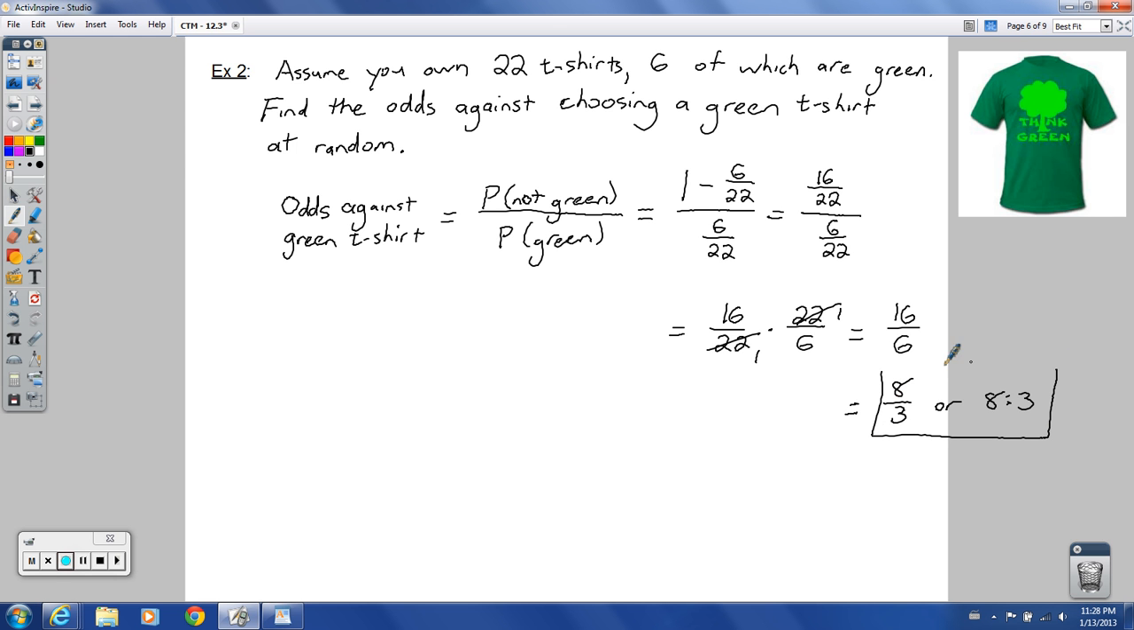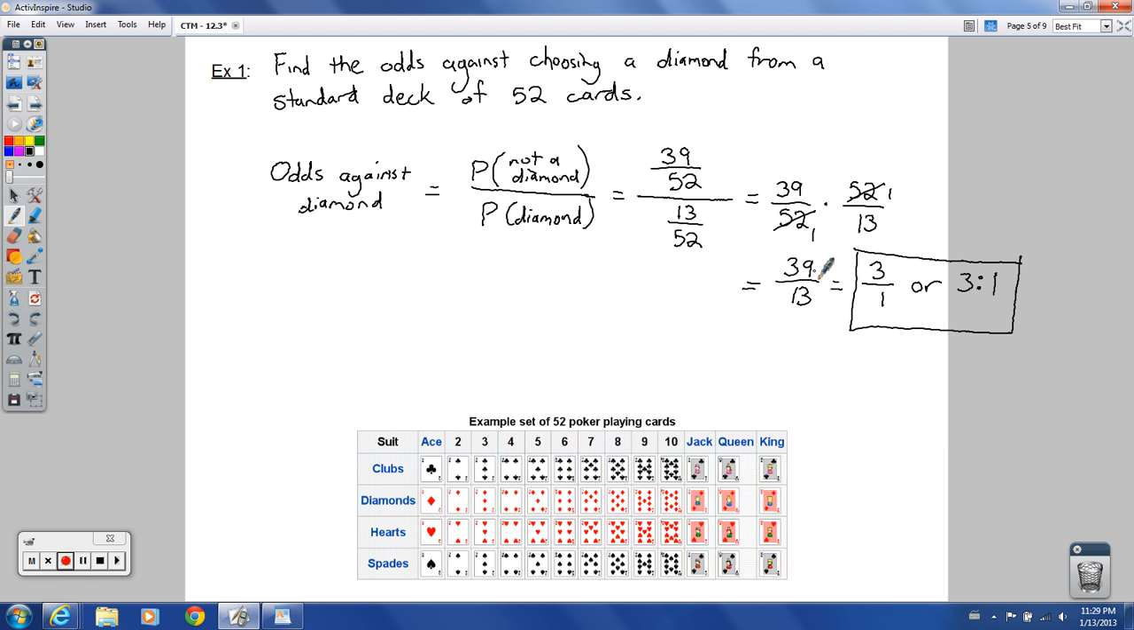Now you may be noticing something here as we go. This number plus this number, 16 plus 6, after you reduce all that, it equals 22. It equals the total. Same thing over here: 39 plus 13 equals the total that you had to choose from, 52. So some of you may be able to go right to this step, and I'm fine if you do that, honestly. If you go right to this step and say the not a diamond part, that was 39 that aren't diamonds, over the diamond parts, 13, and then just reduce that fraction, you can do that too.